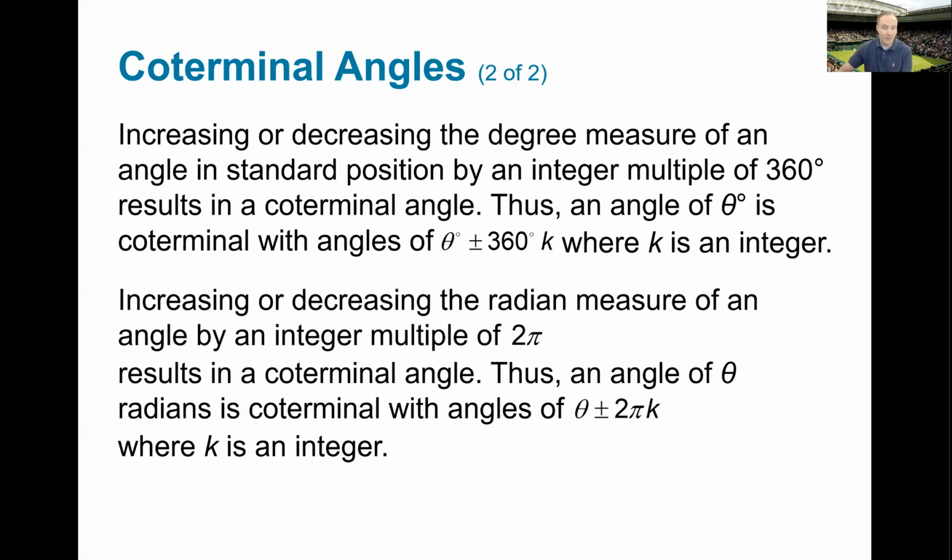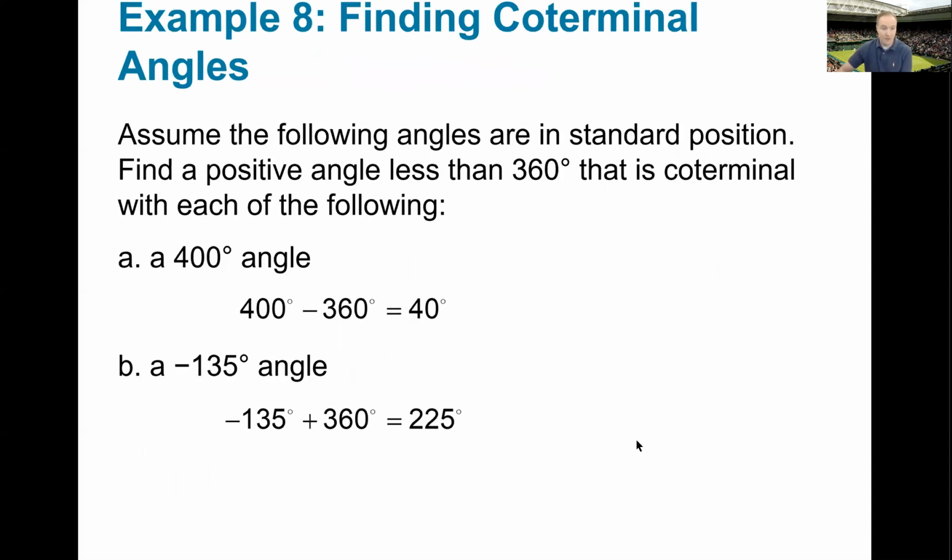So I could keep on adding 360 as many times, or subtracting 360 as many times. In radians, you could add or subtract 2 pi radians as many times as you want, and each time the angle that you end up with is coterminal.